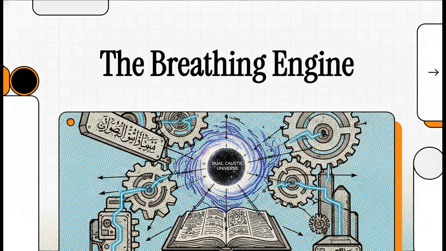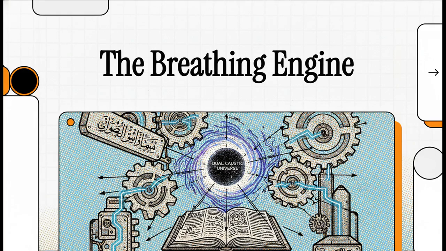Welcome to this explainer. Today, we're diving into a structural blueprint of the Quran that is, frankly, mind-bending. We're not just treating the text as some static historical document, but as an active, living, cosmic machine. If you've ever sensed a deeper mechanical architecture holding all these verses together, you are going to absolutely love this breakdown of what we call the dual caustic universe.